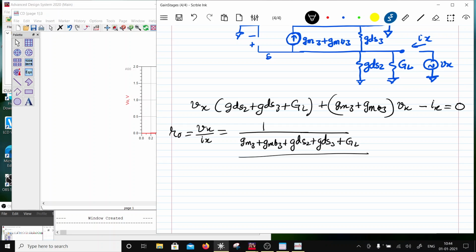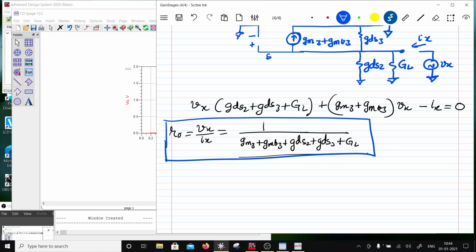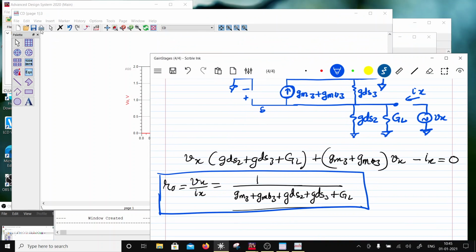So this basically completes the treatment for a common drain. So I'm going to stop here for now, and then I will go into differential gain stages in the next session. Okay, thanks a lot.